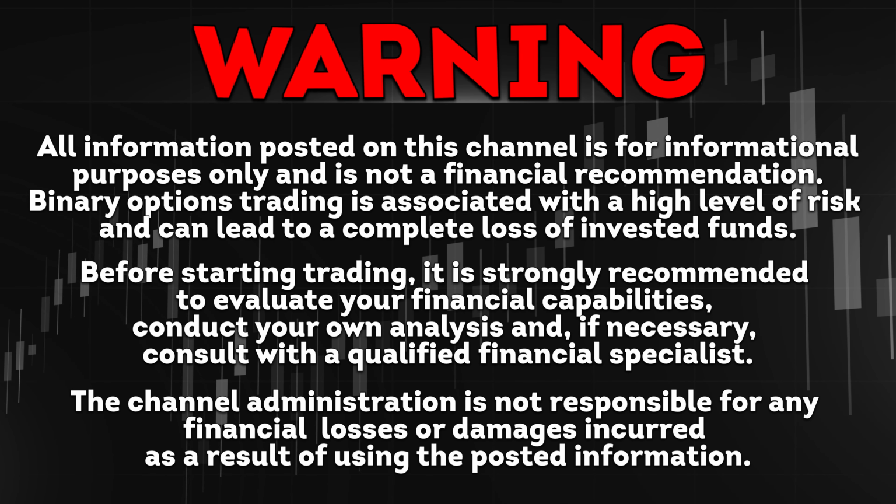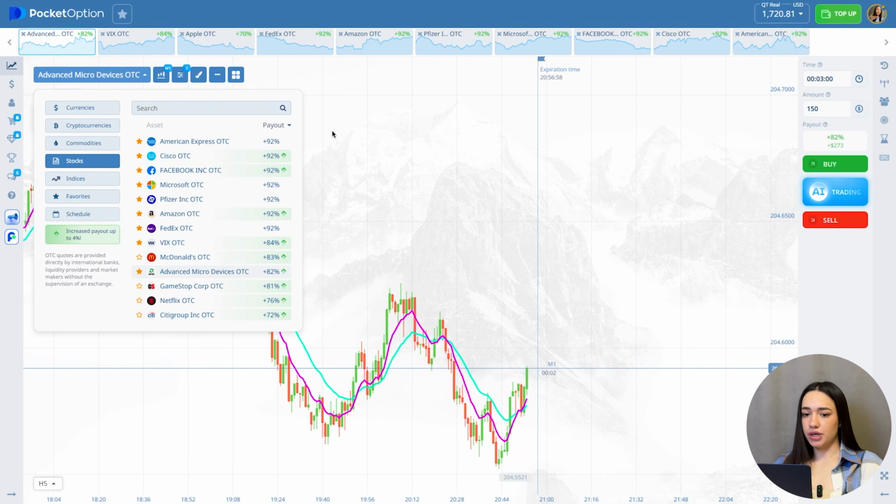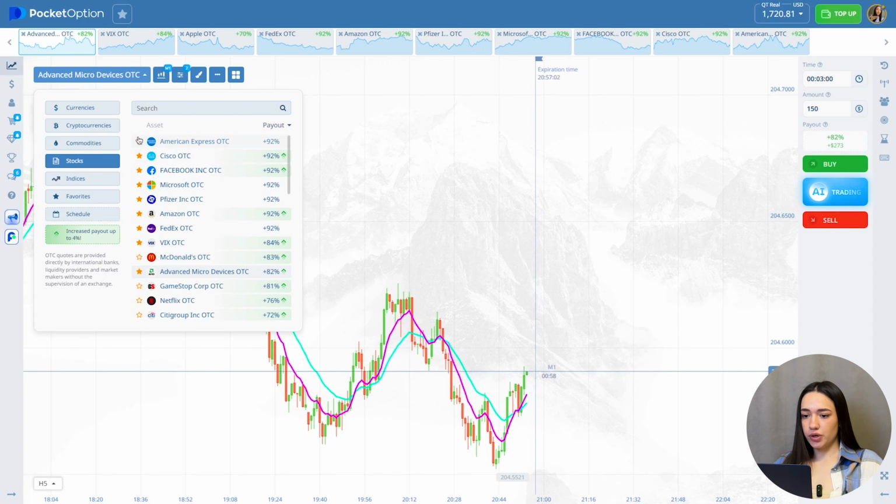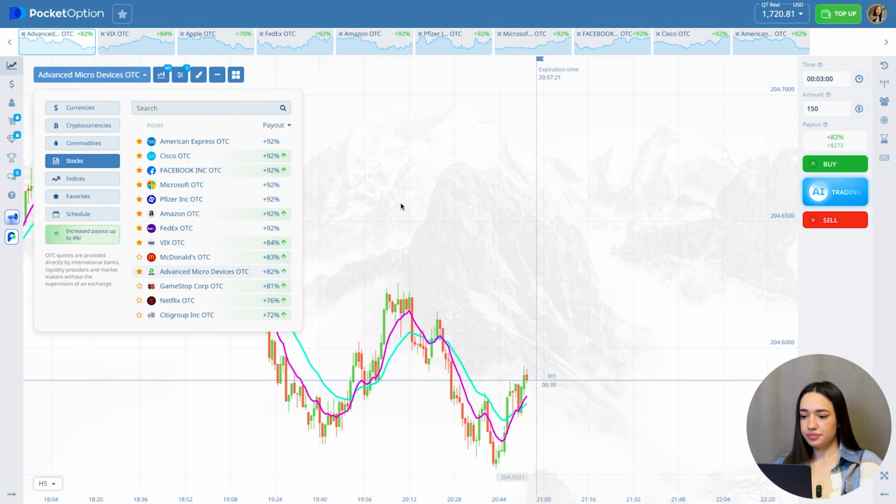So guys, we moved to the broker now, and I already selected all the assets that I'll be analyzing and trading today. I'll be trading company stocks, and this is the set of stocks I've chosen. As you can see, almost all of them currently offer the maximum payout percentages, which means the price action on these charts is more stable.